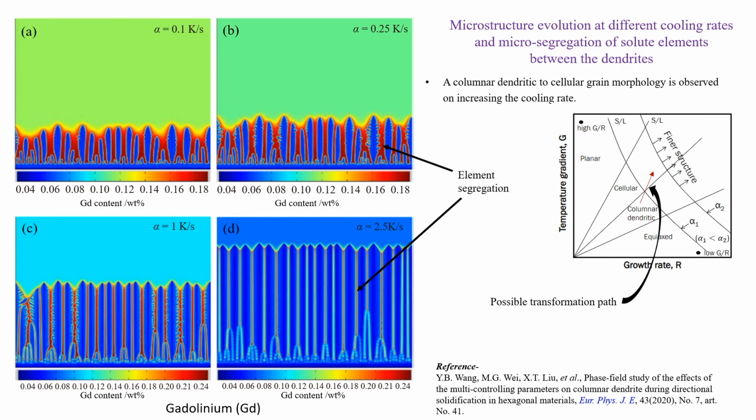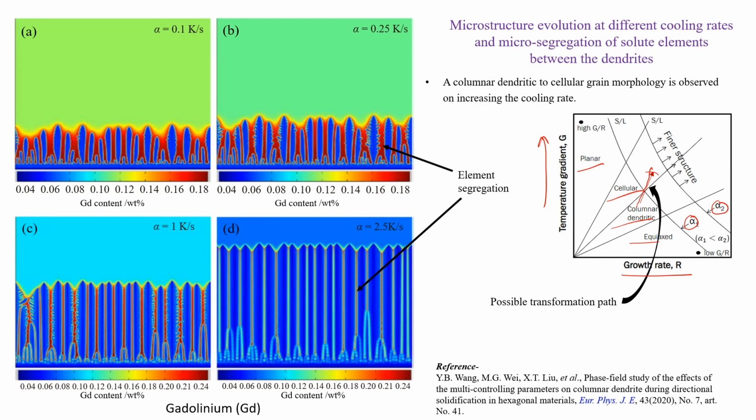Now, you are familiar with this particular diagram, where we follow the growth rate and the temperature gradient. You can see the different zones, the low values of G by R and high values of G by R: planar structure, cellular, columnar dendritic, equiaxed. But at a certain point, the columnar dendritic structure changes to cellular grain morphology on increasing the cooling rate. This is the high cooling rate, alpha 2, and this is the low cooling rate. So, when the cooling rate is increasing, the morphology can change from columnar dendritic to the cellular structure.